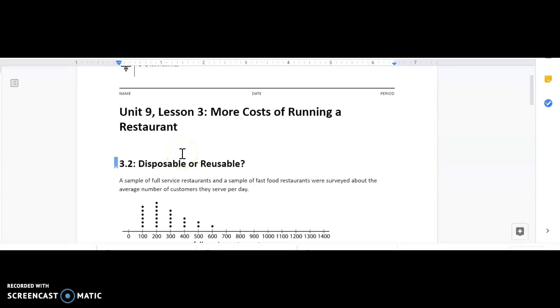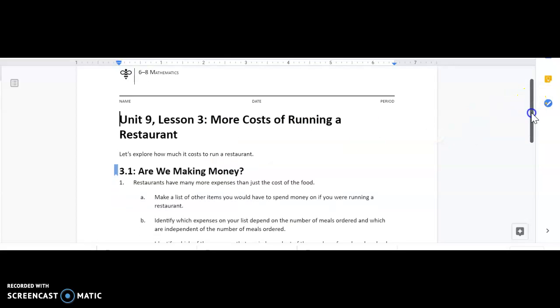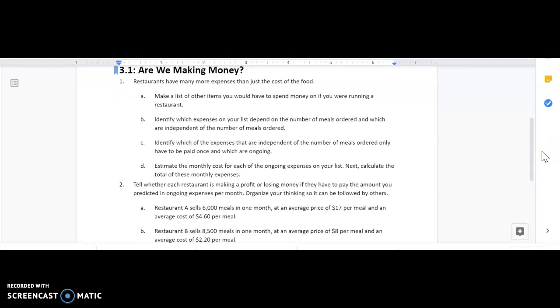Unit 9, Lesson 3, More Cost of Running a Restaurant. Okay, we're going to start here at 3.1. Are we making money? Well, let's see. Restaurants have more expenses than just the cost of food. So let's start with A.